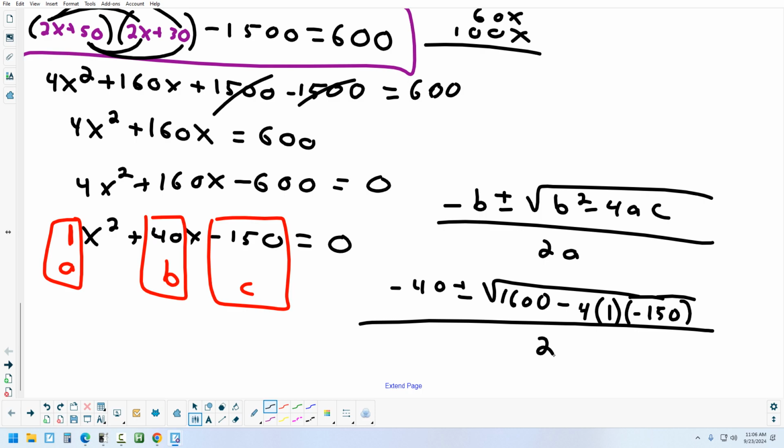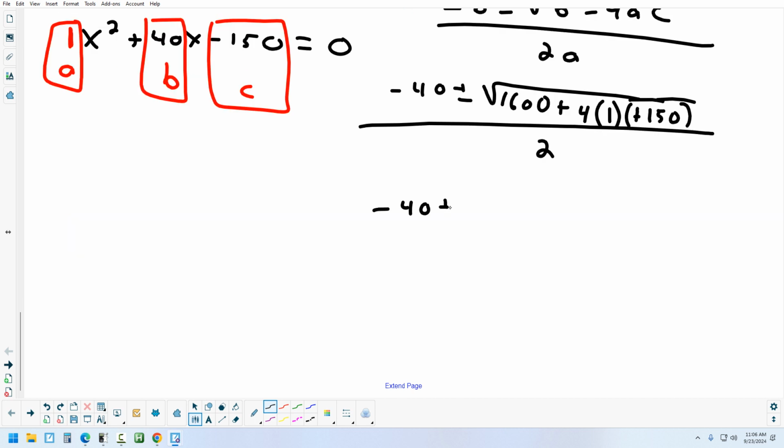Okay, before I go any further, look at what's under the square root. Minus a minus. What happens when you subtract a negative? Yeah, it becomes addition. So you're going to be subtracting a negative, so that's going to turn into addition eventually. So I just do it right now. 150 times 4 is how much? 600. What's 600 plus 1600? 2200.